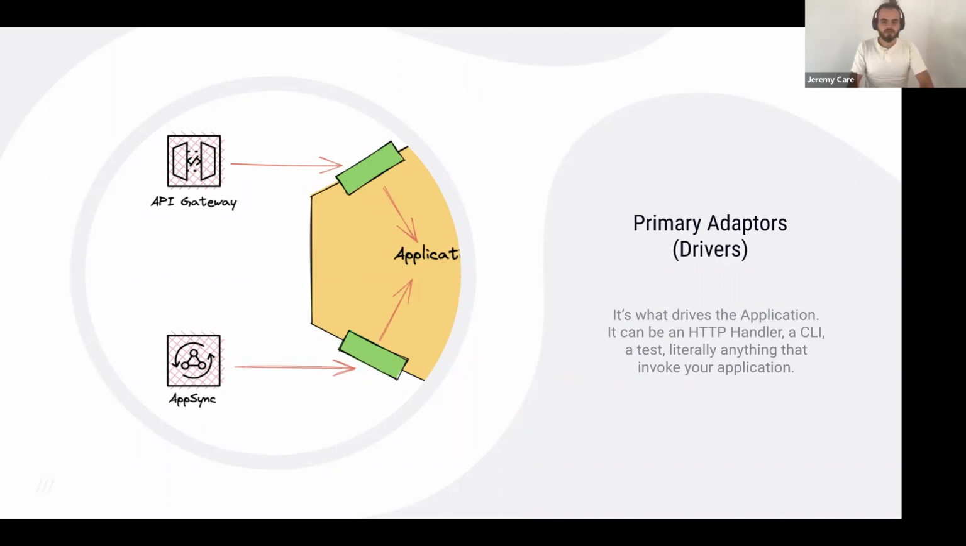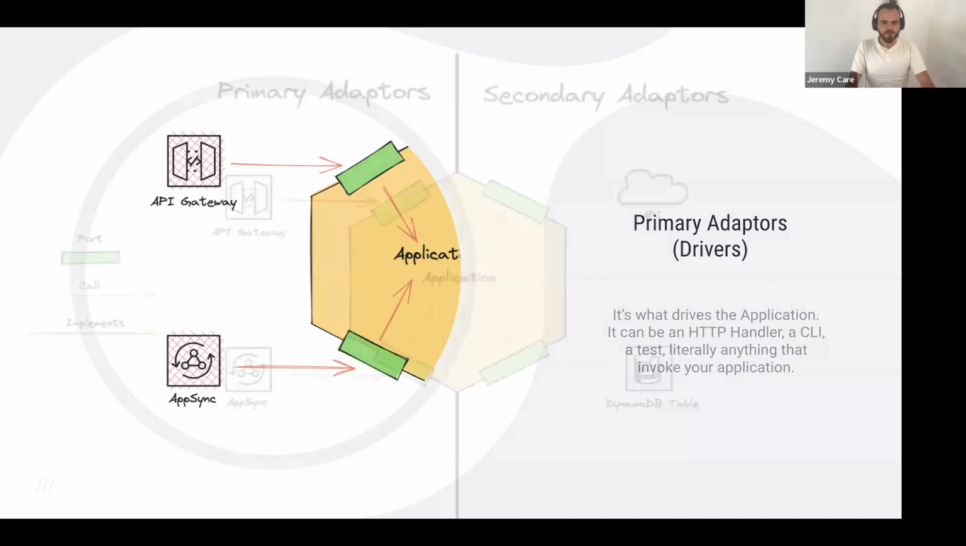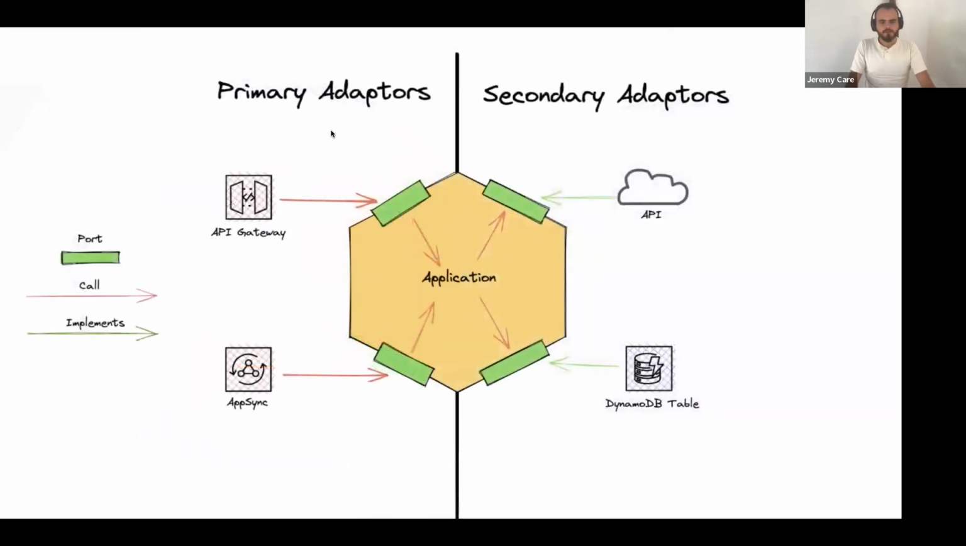So you can have an HTTP handler, a CLI, a test. It can be an invocation from the console. It can be a GraphQL, many things. So we have two entities: primary adapters that drive the application, and secondary adapters that are driven by the application. So it's two different adapters, and it's a very important idea. And we have ports. We will talk about it later, and I think that's good for the adapters.